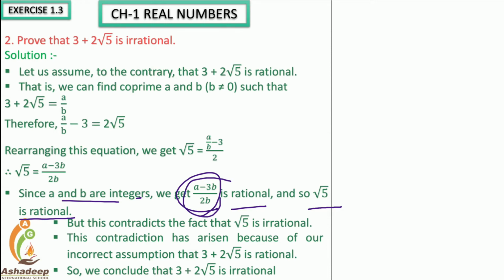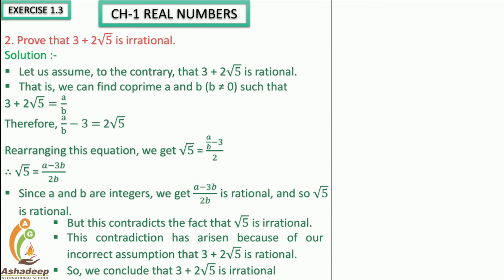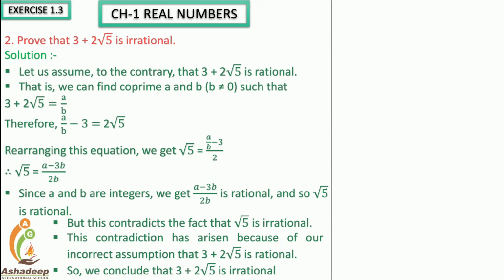If one side is rational, the other side must be rational, because both sides are equal. If this is a rational number, then root 5 is also a rational number. But this contradicts the fact that root 5 is an irrational number, because we already know that root 5 is irrational. So this contradiction arises because of our incorrect assumption that 3 plus 2 square root of 5 is rational. So we conclude that 3 plus 2 root 5 is an irrational number, right?